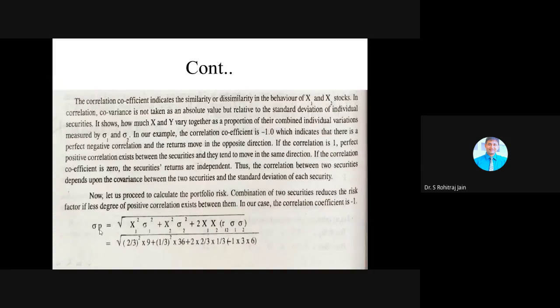So what happens here? Correlation coefficient R is equal to covariance of x12 divided by standard deviation of 1 into 2, which is equal to minus 18 divided by 3 into 6, which is equal to minus 1. So the correlation coefficient is minus 1, what we have calculated. Then after that, what we have to do? We have to calculate the standard deviation of the portfolio. See here, we have applied minus 1, that is the correlation coefficient, multiplied by 3 into 6. We get the standard deviation of the portfolio to be equal to 0. So the portfolio risk is nil if the securities are related negatively.